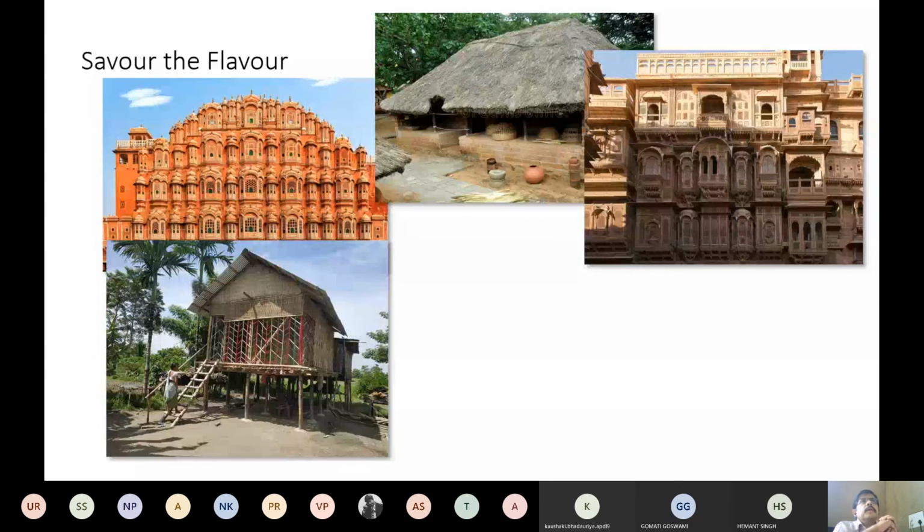Where would this building be located? Kerala, Assam, South, Goa. What do you call these? What type of system is this?